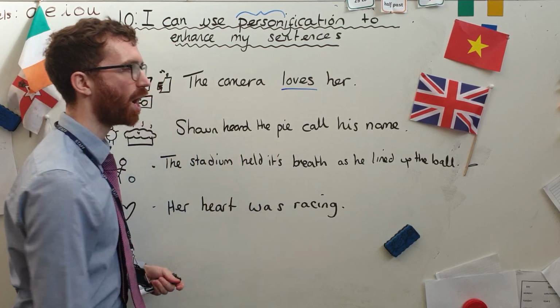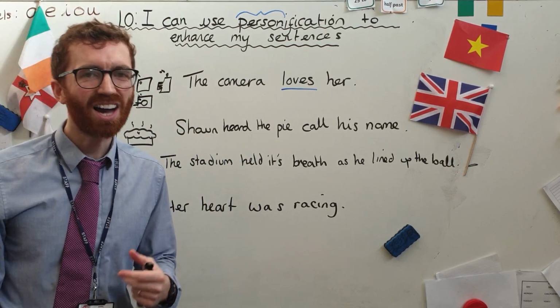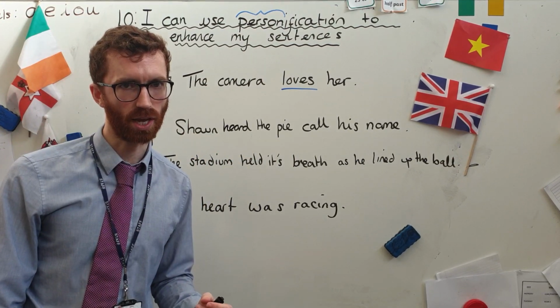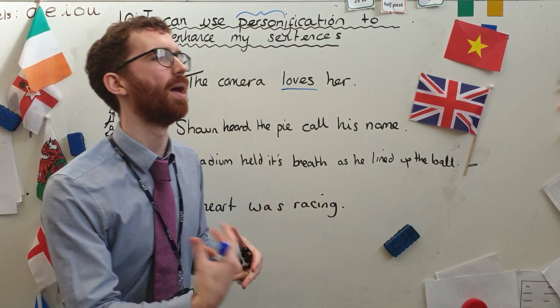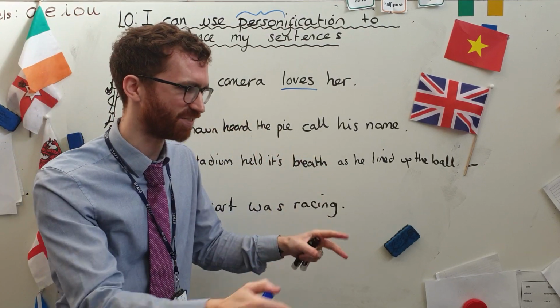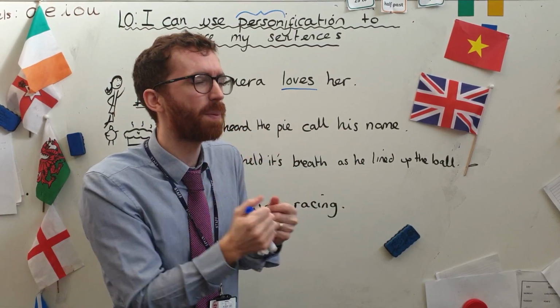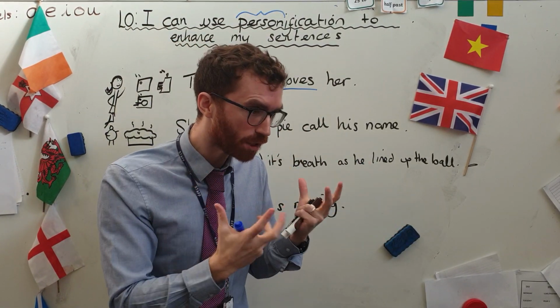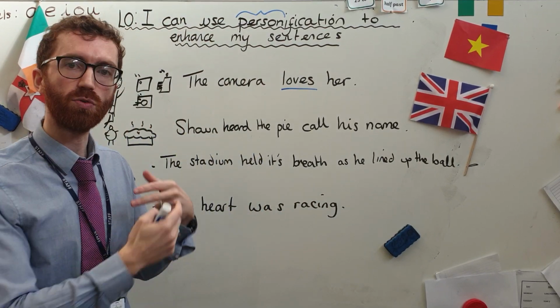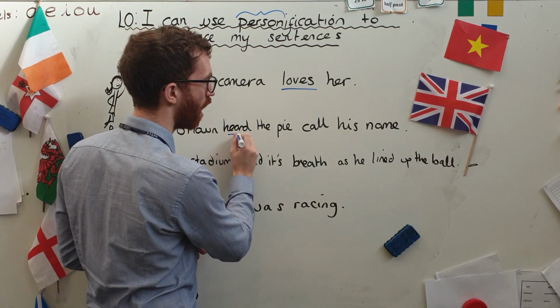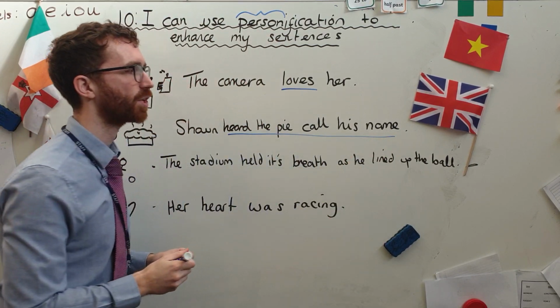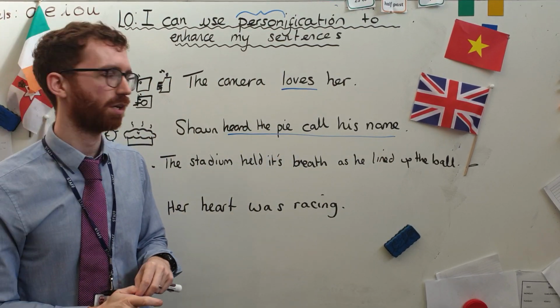Sean heard the pie call his name. You can't hear a pie, Sean, okay? But it means that pie was so tempting, right? He just couldn't help himself. He saw it, he wanted to eat it all up. It was calling his name, eat me, eat me, okay? It's a really nice little sentence, but of course, you can't hear a pie call your name. Okay, so that is personification.